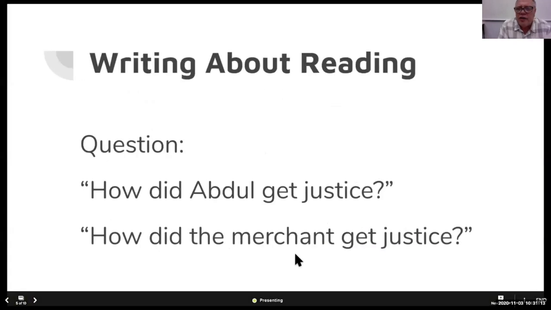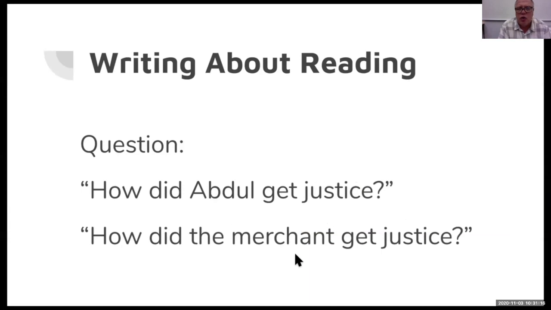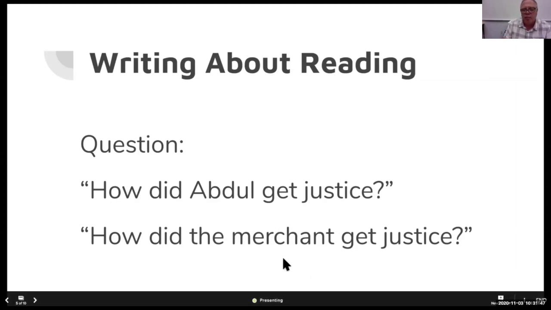So, like I said, every third day that we read and go over a story, we're going to write, okay? And the question today revolves around the theme. First, the first question we're going to look at is, how did Abdul get justice? Now, Abdul gets justice in a very positive sense. But how did the merchant get justice? Because this is something we don't usually think of. But he got justice too. And what did it mean to him? And how were they different from one another? We're going to look at both of these questions, and we're going to write about them.